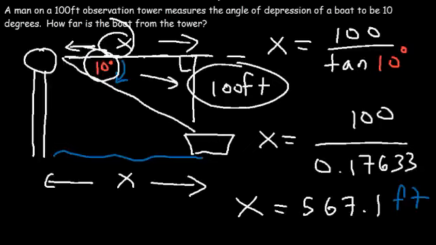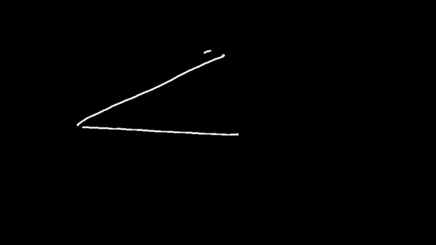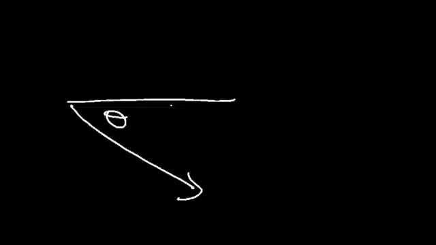So to review, whenever you're dealing with angle of elevation problems, just remember the angle is above the horizontal line. And for angle of depression, for those type of problems, the angle is below the horizontal line. So make sure you remember that whenever you're solving these types of word problems.